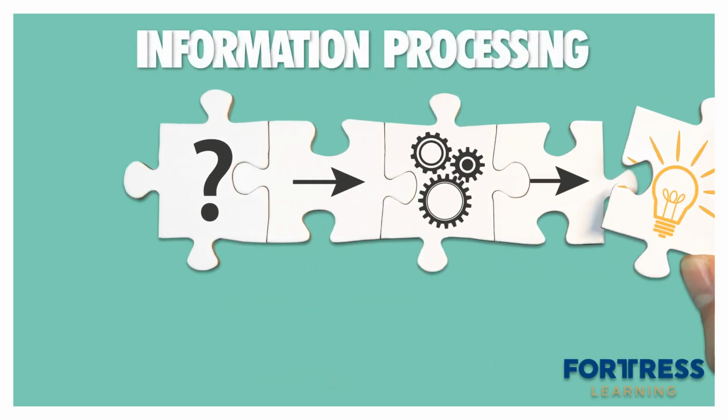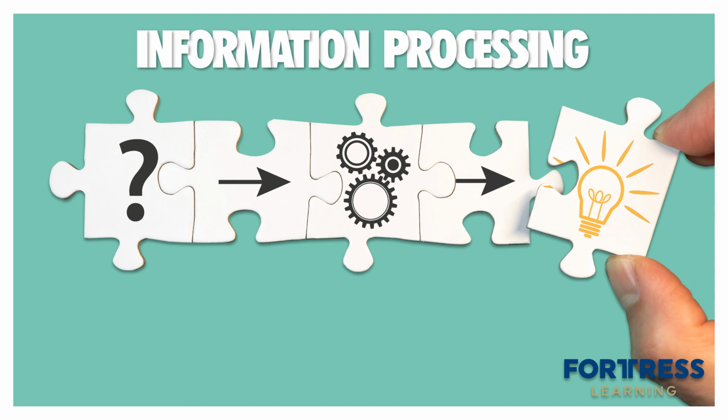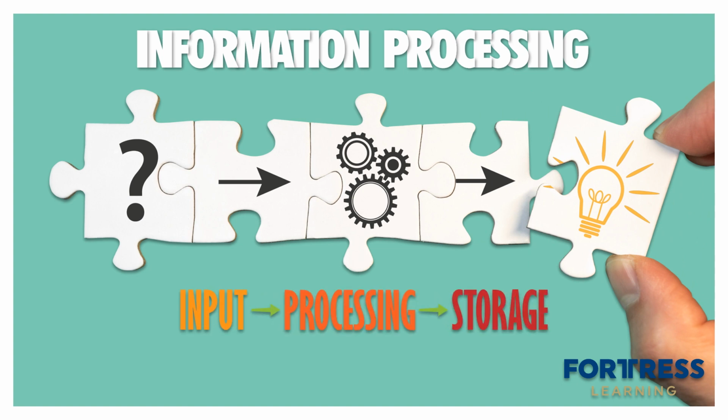Information processing theory was first introduced by psychologists in America in the 1950s. The theory focuses on the way the human brain processes and stores information from initial exposure to learning content or stimuli through to long-term memory storage and retrieval.